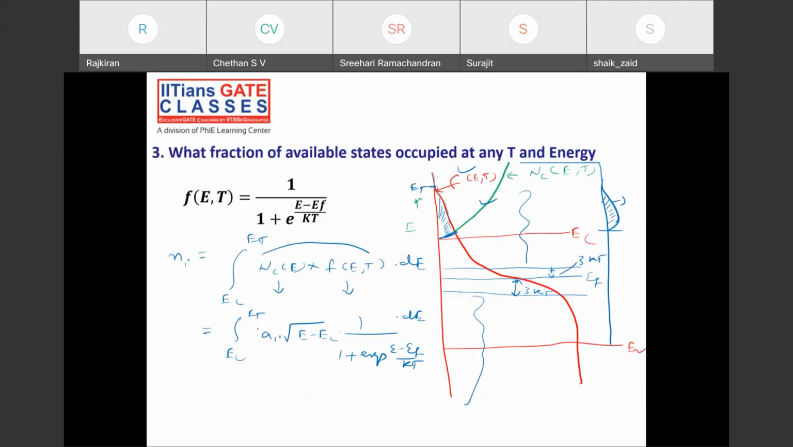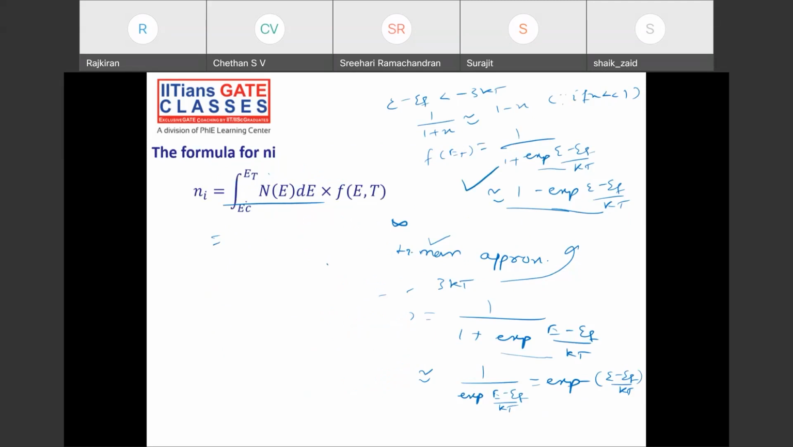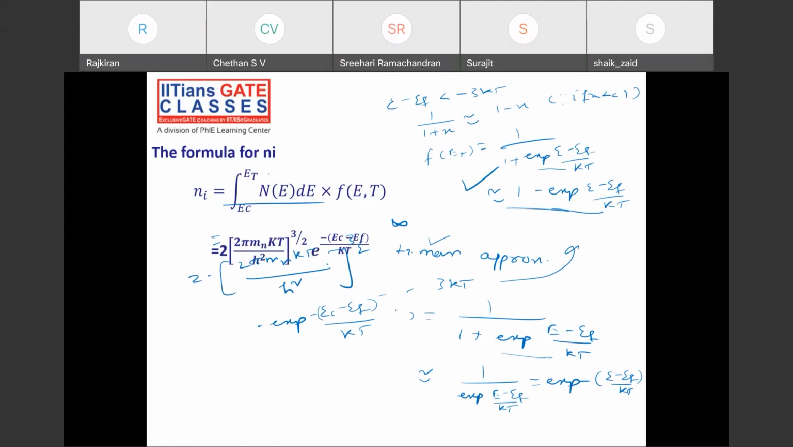If you put in all these approximations and solve for the value of Ni, how much will you get? If you do all the approximations, you will get 2 into (2 pi Mn kT divided by h squared) to the power 3 by 2, into exponential of (EC minus EF) divided by kT. This is the expression you will get if you solve the integration. Getting it, guys? Where Mn is the effective mass of the electron in the conduction band. I have already explained what effective mass is.